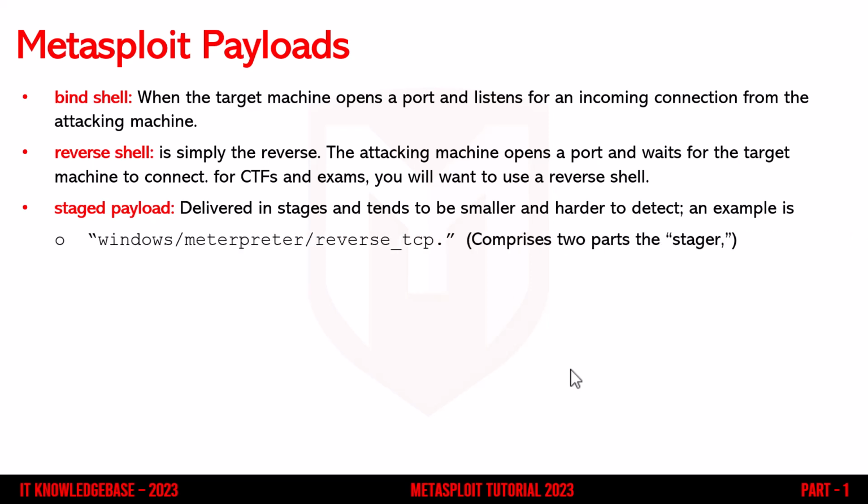An example is windows/meterpreter/reverse_tcp. This is a staged payload that comprises two parts: the stager, which establishes the connection and prepares the environment, and the stage, which delivers the actual payload. This is all done automatically.